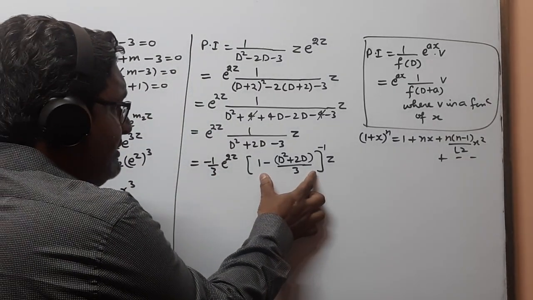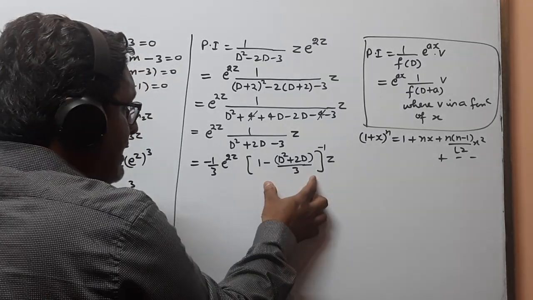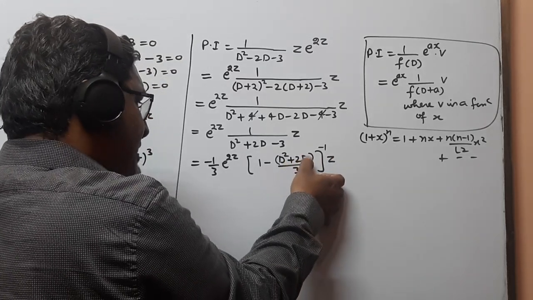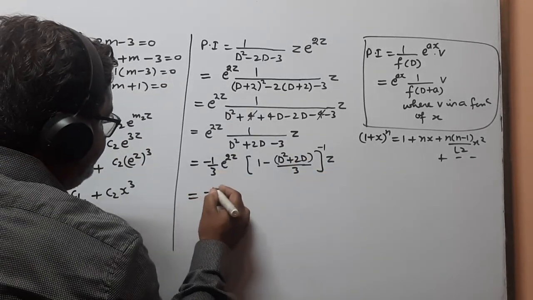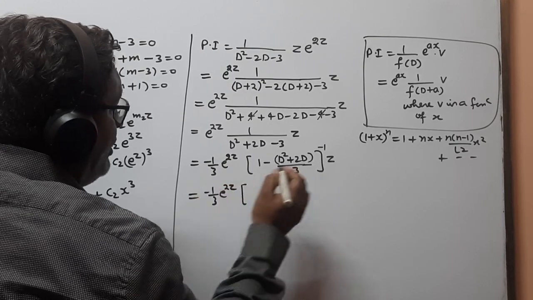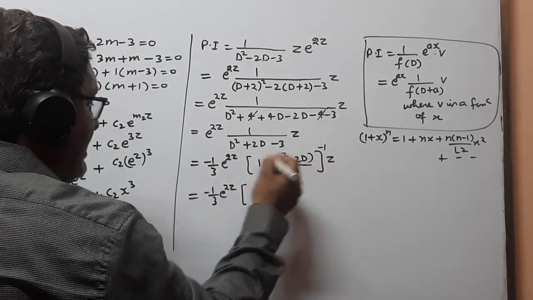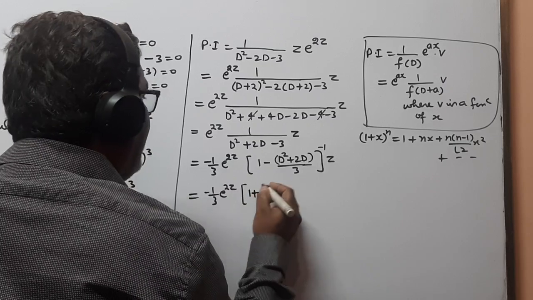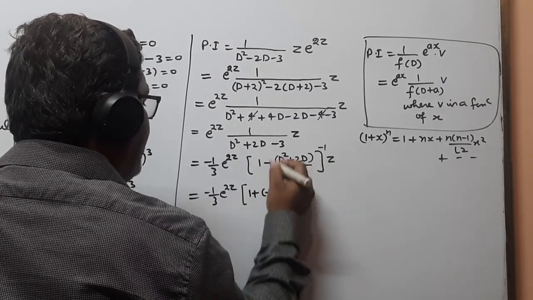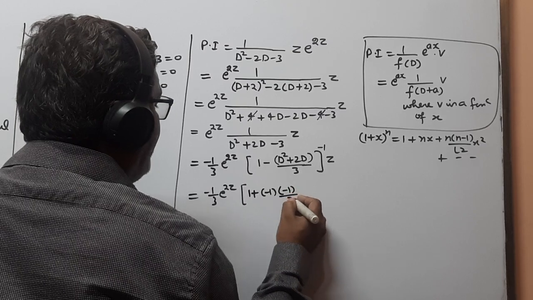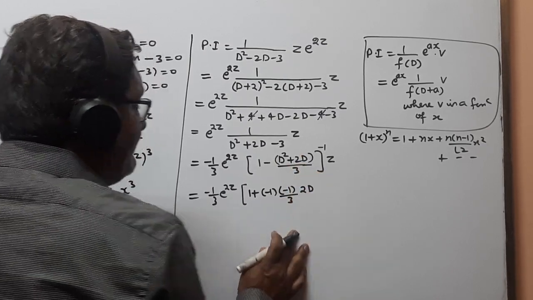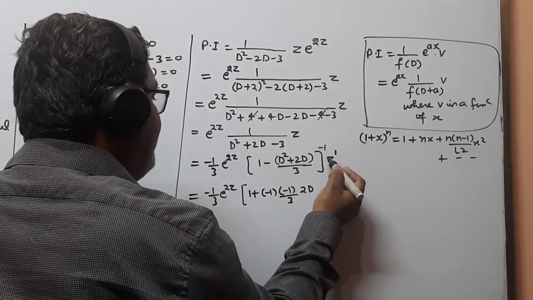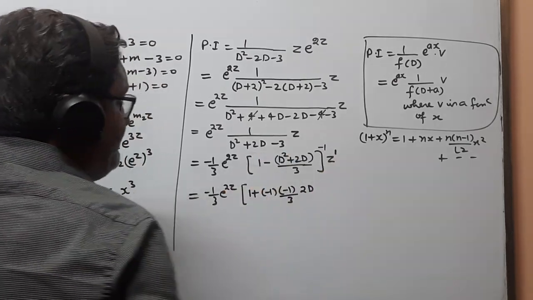Here when we expand this by this expansion, we always take those terms where the power of z and the power of D are similar. So the power of z is 1, so we take only those terms in which the power of D is 1. So 1 plus nx, n is here minus 1, nx is this minus times 1 by 3, and we take only 2D. Because here the power of z is 1, we take only those terms in which the power of D and z are similar.